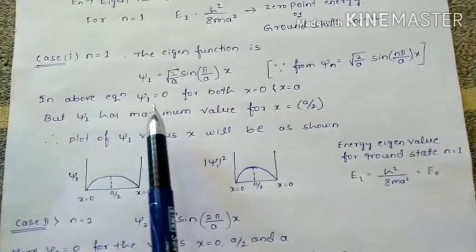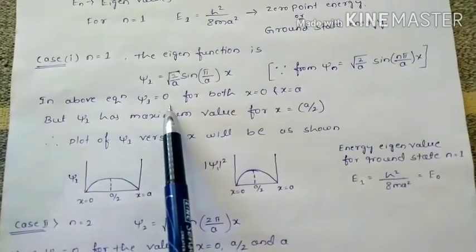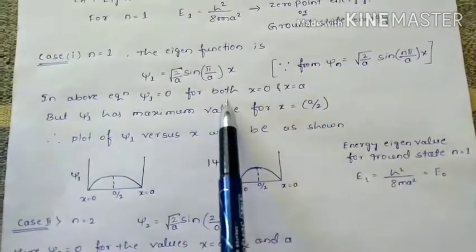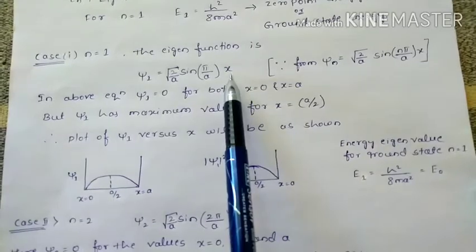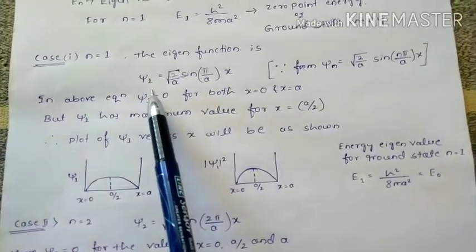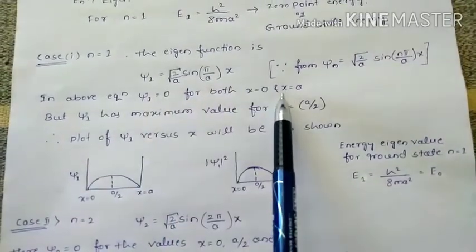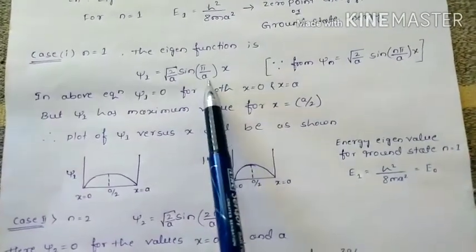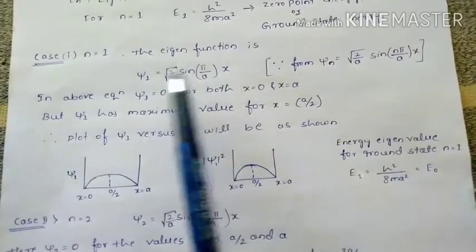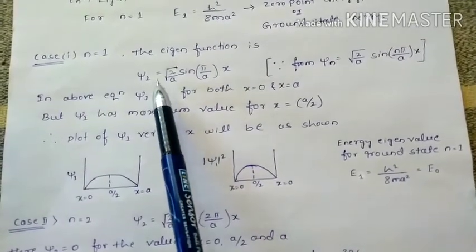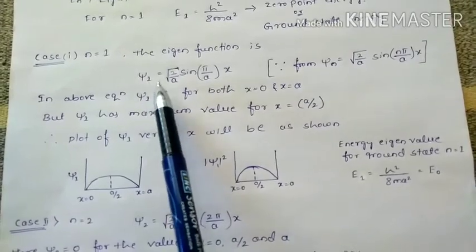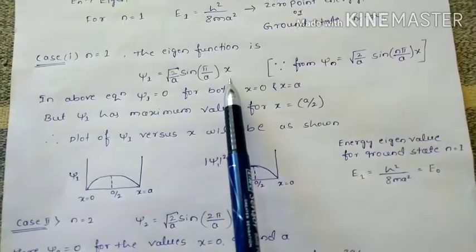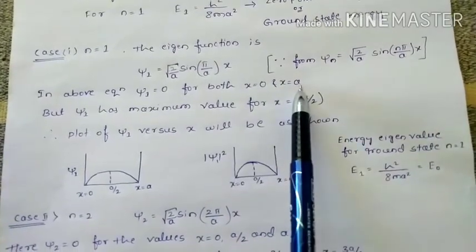So in the above equation, psi 1 will become equal to 0. This entire quantity is going to be 0 for both cases. When you substitute x is equal to 0, psi 1 is going to be 0. When you substitute x is equal to a, this a and this a will get cancelled, it will be sin of pi, which is again going to be 0. So we will get psi 1 value 0 for both x is equal to 0 and x is equal to a.